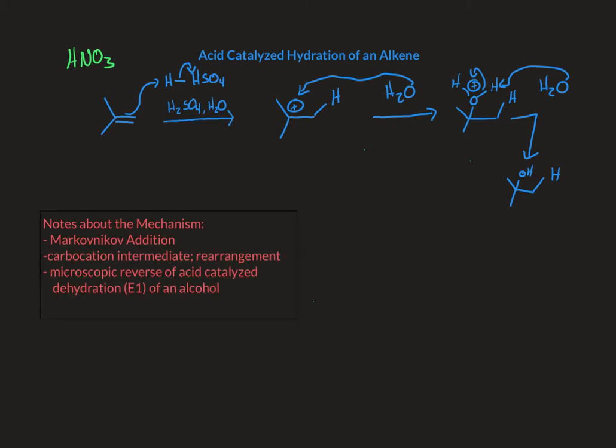Some important notes about the mechanism. This goes through Markovnikov addition. It has a carbocation intermediate, which means you've got to look for rearrangement. And it's the microscopic reverse of the acid-catalyzed dehydration, or the E1 elimination of an alcohol, which means that the intermediates of the E1 elimination of an alcohol are the exact same as the acid-catalyzed hydration of an alkene. The difference is that it's the exact reverse of the process.